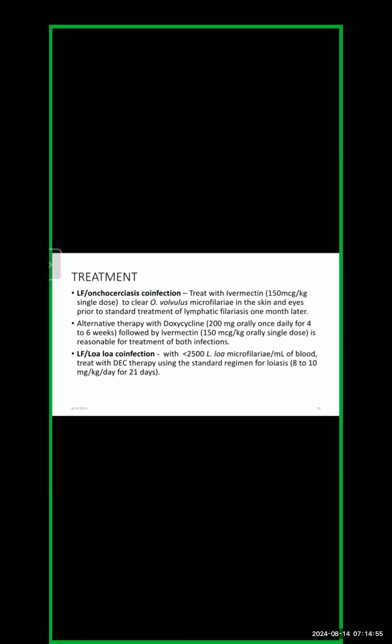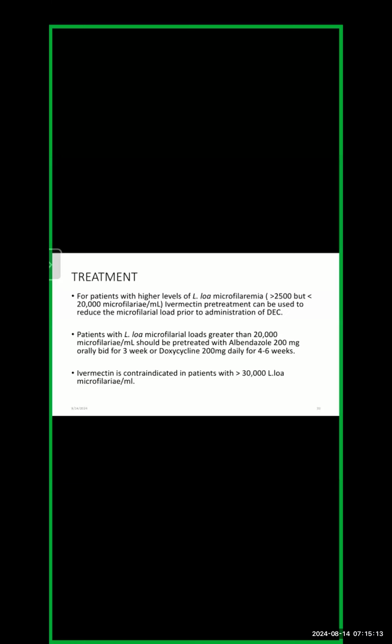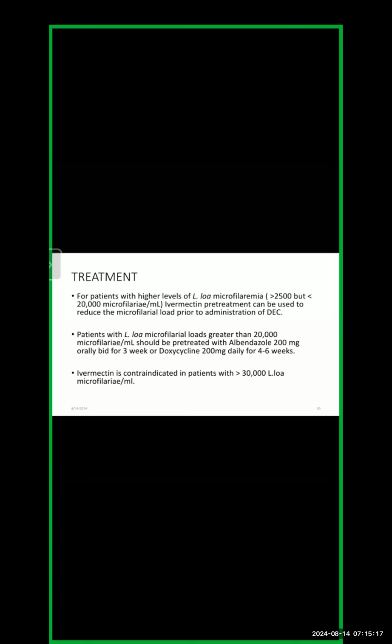Alternatively, you can also give doxycycline if there's lower co-infection. If the load is less than 2,500 microfilaria per ml of blood, you treat with diethylcarbamazine using the standard regimen for 21 days. For patients with higher levels, up to 20,000, you give pre-treatment with ivermectin to reduce the microfilaricidal load prior to the administration of the diethylcarbamazine.